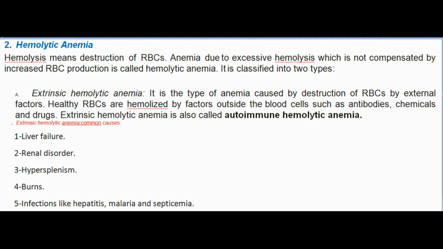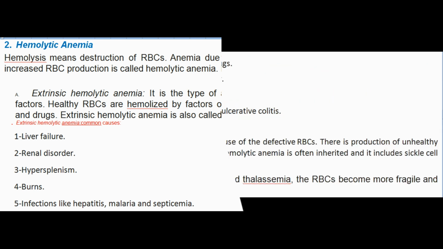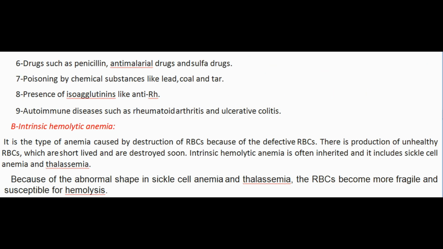Extrinsic hemolytic anemia. Common causes: liver failure, renal disorder, hypersplenism, burns, infections like hepatitis, malaria, and septicemia. Drugs such as penicillin, anti-malarial drugs, and sulfa drugs. Poisoning by chemical substances like lead, coal, and tar. Presence of isoagglutinins like anti-Rh. Autoimmune diseases such as rheumatoid arthritis and ulcerative colitis.